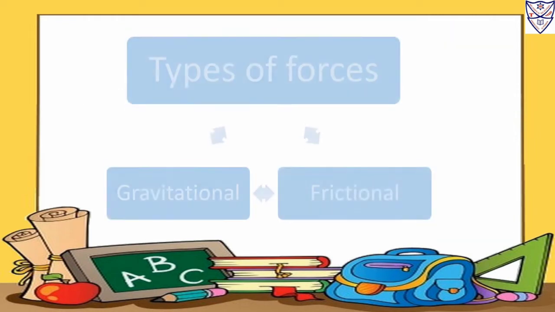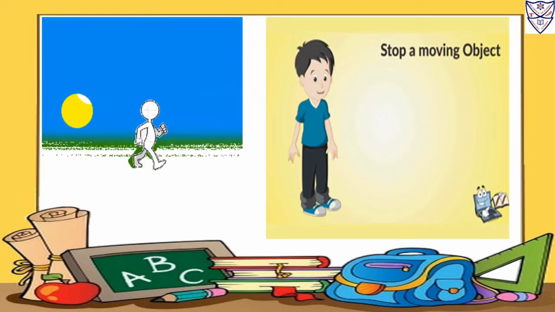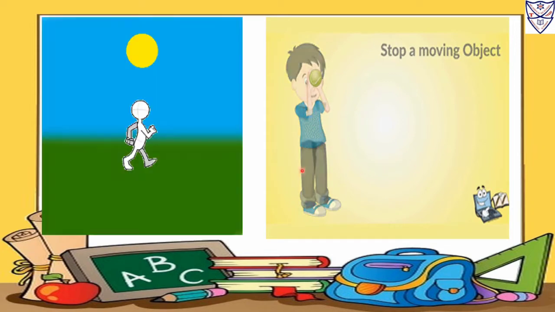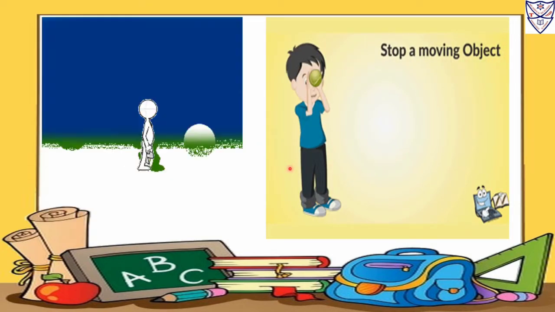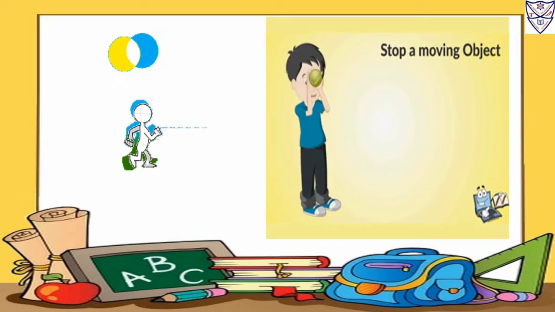There are two types of forces. They are as follows. Number 1, gravitational force, and number 2, frictional force. Now, force may cause an object to stop or start moving, to change its position, to increase or decrease its speed, or to change the shape of an object.